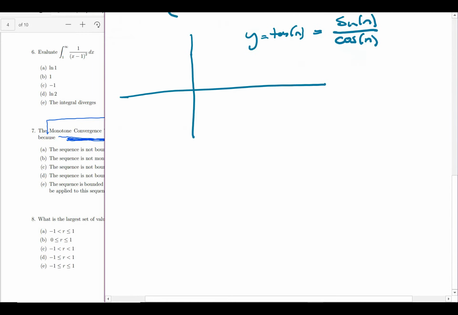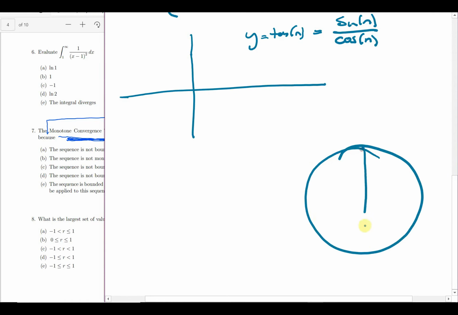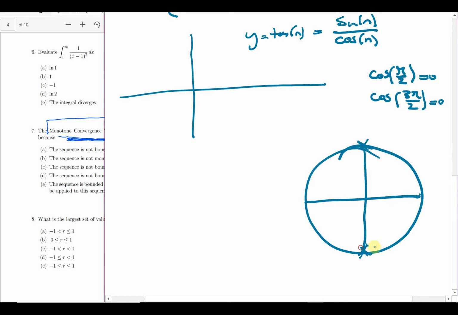Anytime we draw the unit circle, there are 4 quadrants. The key is that we can't have the denominator equal to 0. Cosine of pi halves equals 0, and cosine of 3 pi halves also equals 0. So we can't hit the top or the bottom as we keep traveling along the circle. At the other two endpoints sine is 0, but here it explodes to infinity.